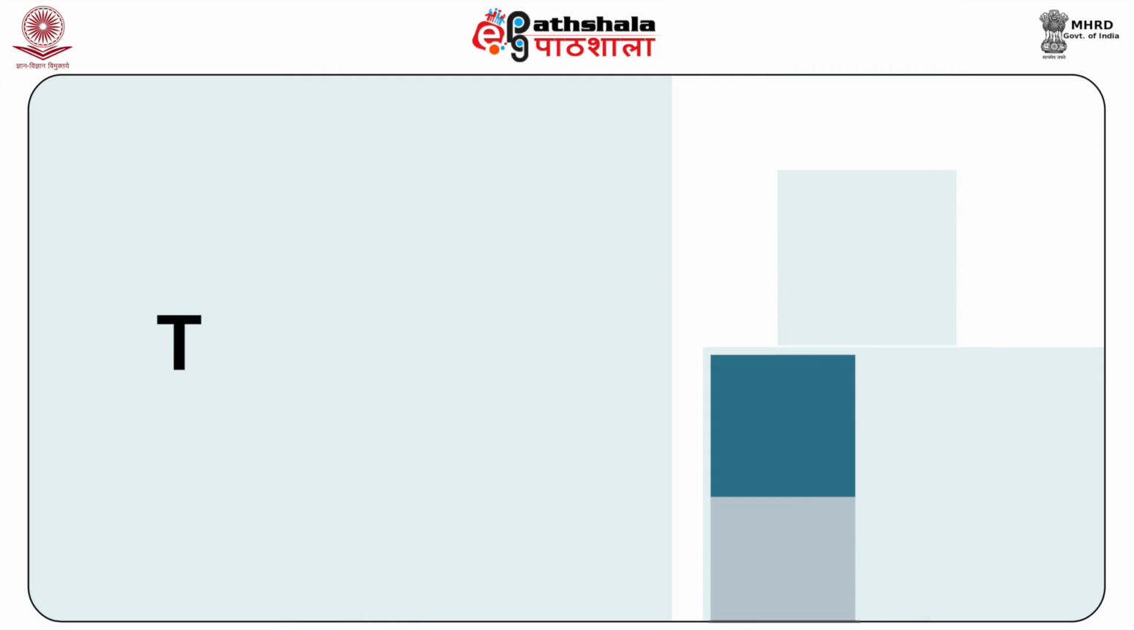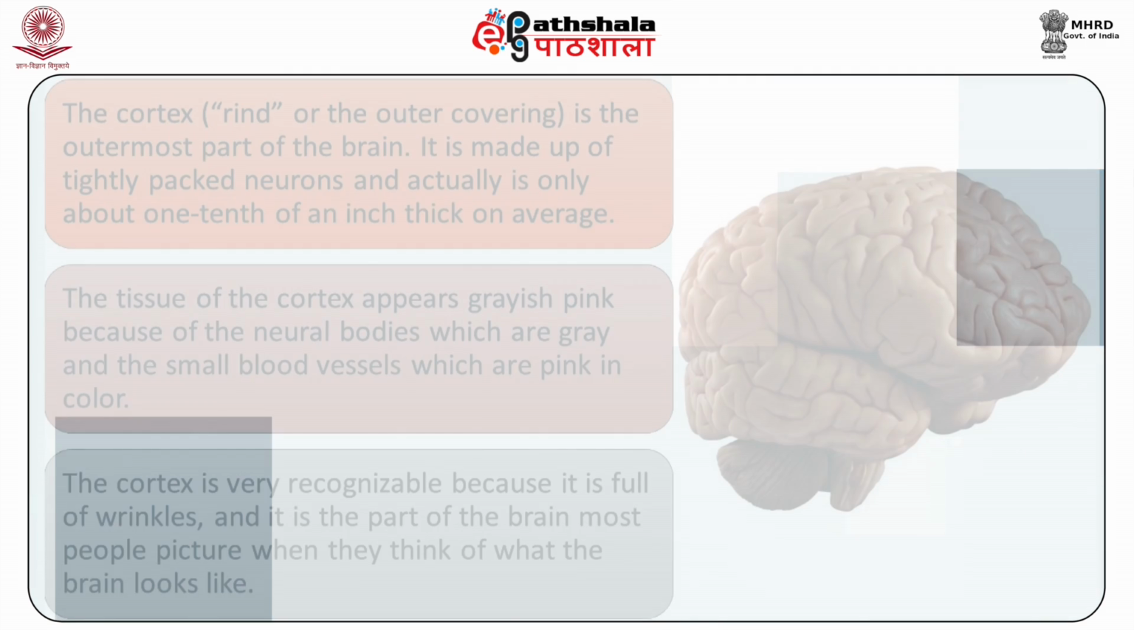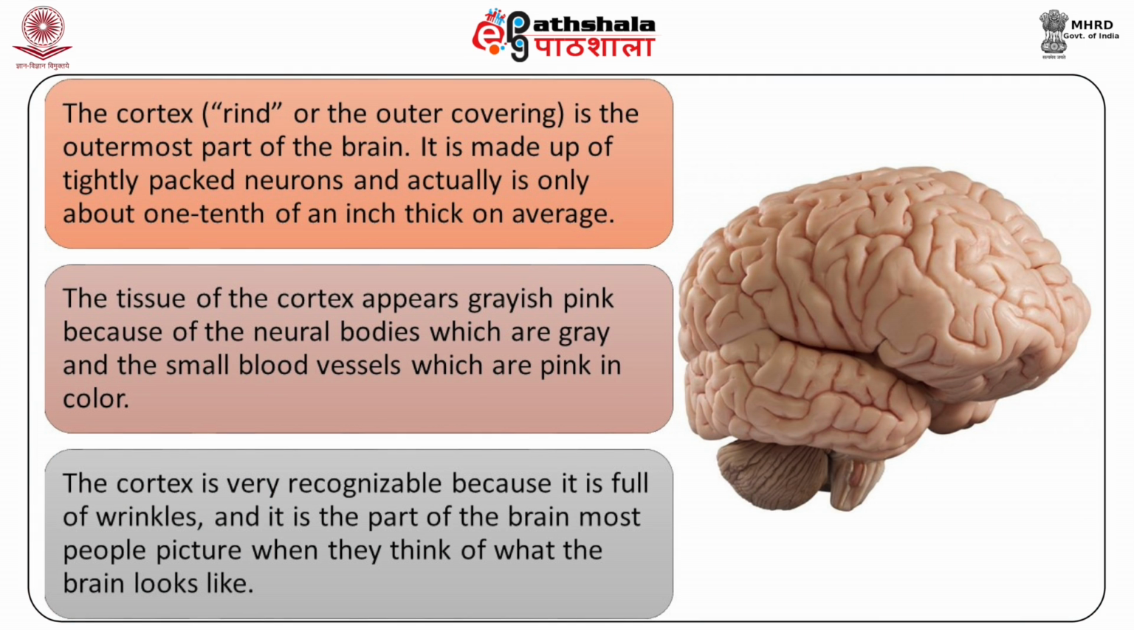Therefore, it may be said that a human being will cease to exist without the brain, since it supports all the life support processes also. Major thought processes, cognitive higher functions, decision making, problem solving and adopting strategies of survival are carried out at the level of the cerebral cortex, cerebrum or the brain. The 4 major lobes. The cortex, rind or the outer covering, is the outermost part of the brain.